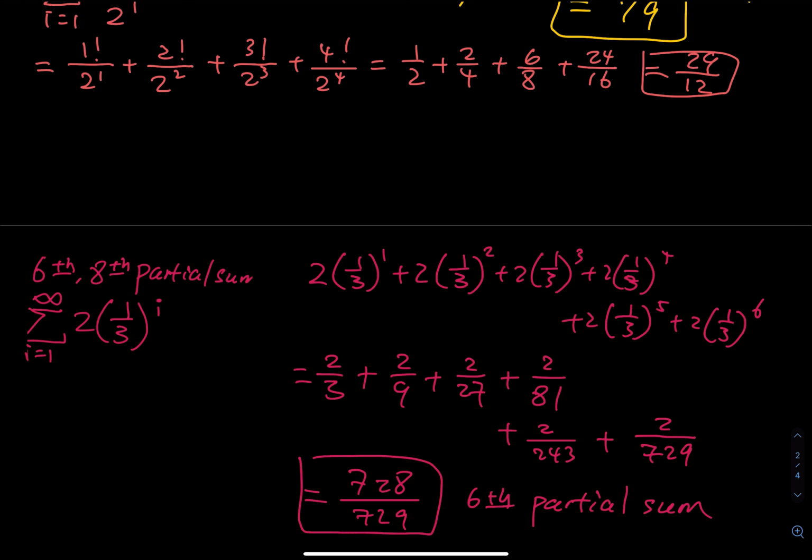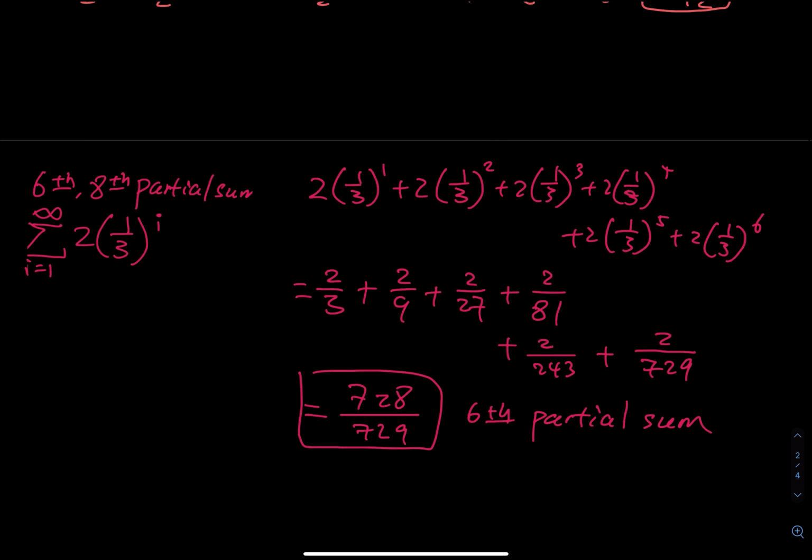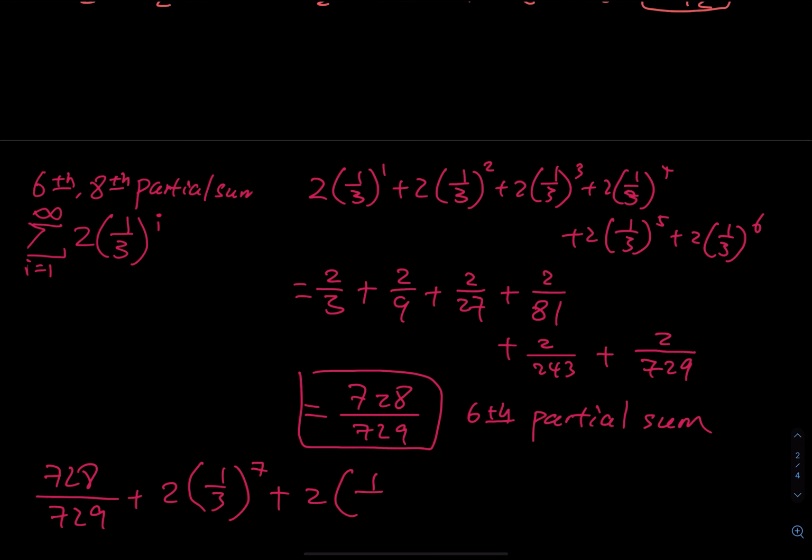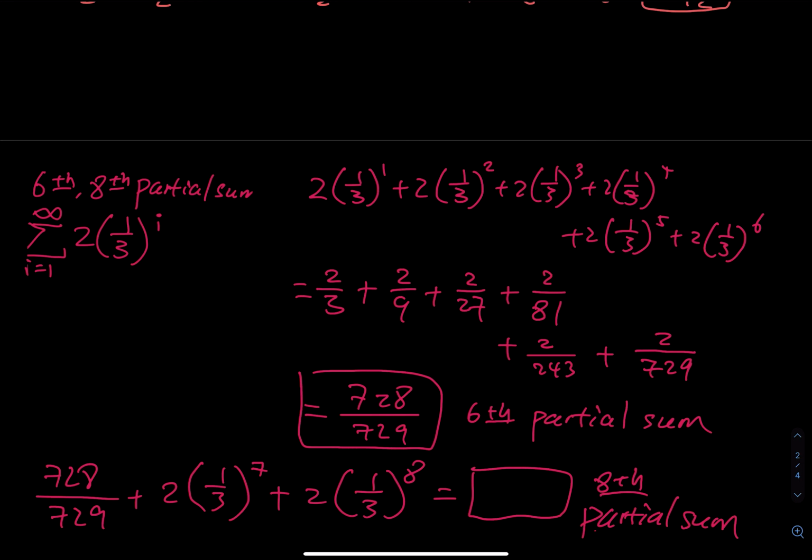How about the eighth partial sum? The eighth partial sum will be 728 divided by 729 plus the 7th and the 8th terms. So 2 times 1/3 to the 7th and then 2 times 1/3 to the 8th. So whatever that equals, that is the eighth partial sum. Okay, the common denominator, I leave that one for you.